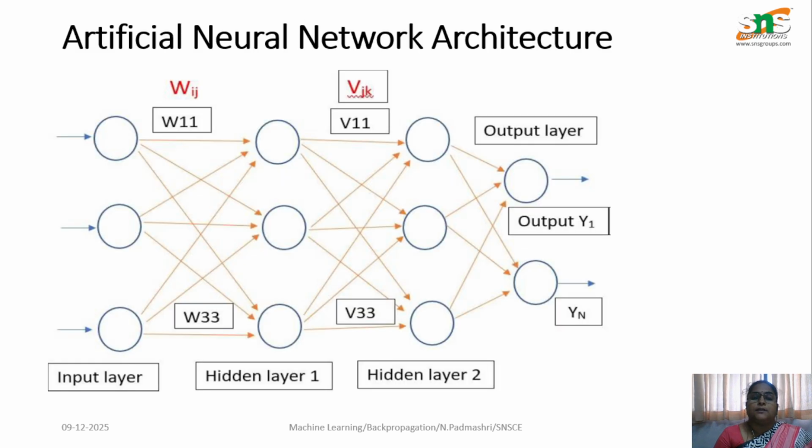You all know that this is the architecture of an ANN, artificial neural network. It has the input layer, hidden layer 1, hidden layer 2. We can have either a shallow hidden layer or a deep hidden layer, and this will be your output layer. The dropout we are going to do is in this network.